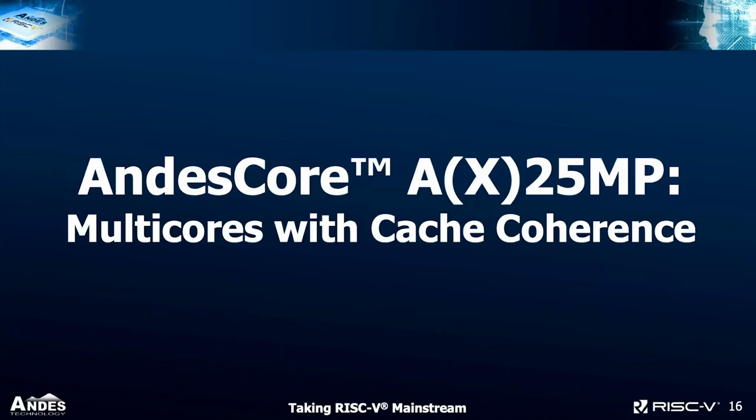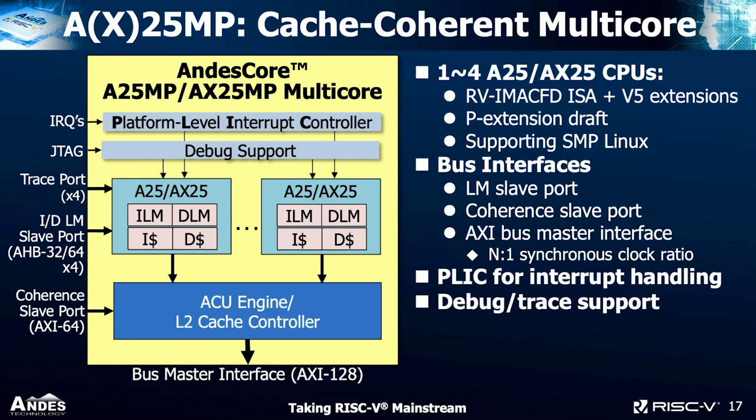Next, let's look at A25MP and X25MP. That is multi-core with cache coherency, both 32-bit and 64-bit. This is a high-level block diagram. So in this MP subsystem, you can have up to 4 CPUs of A25 or X25 with the features that we talked about, and they also support Linux SMP.